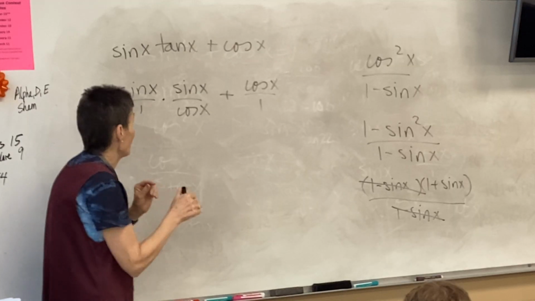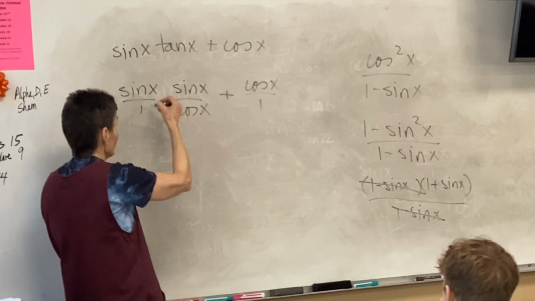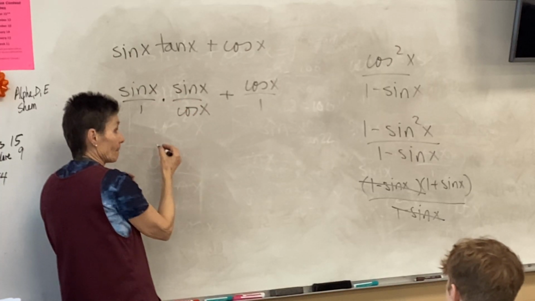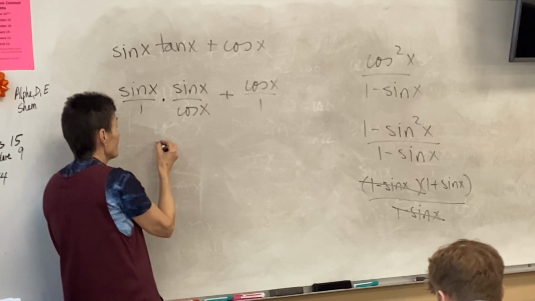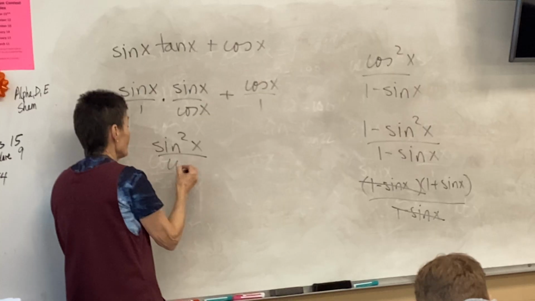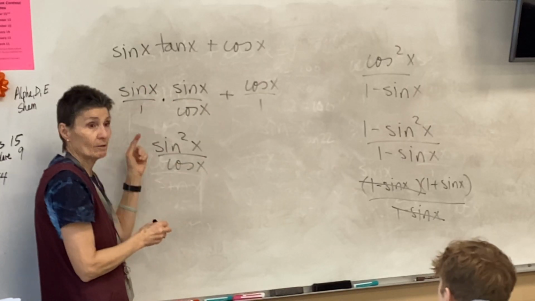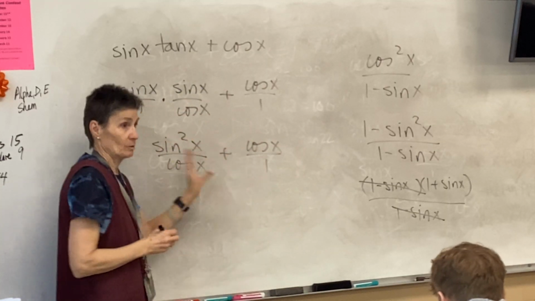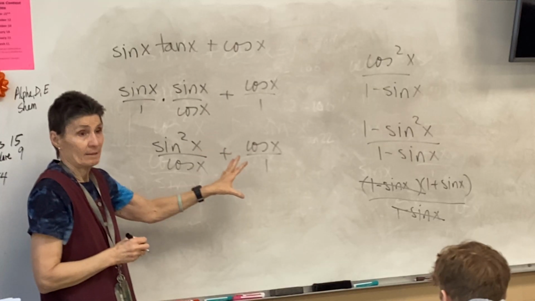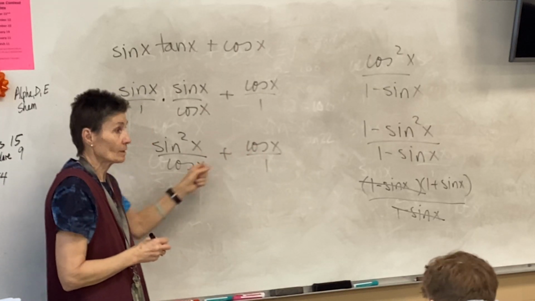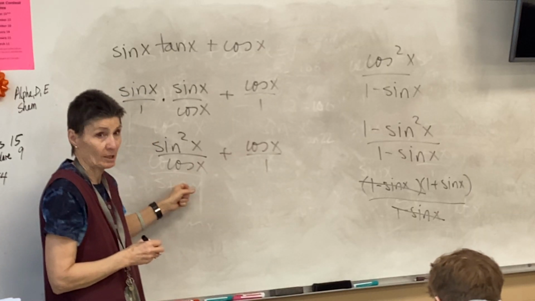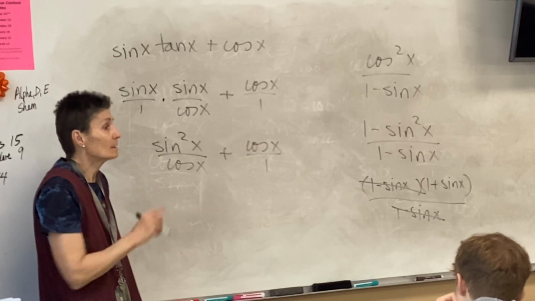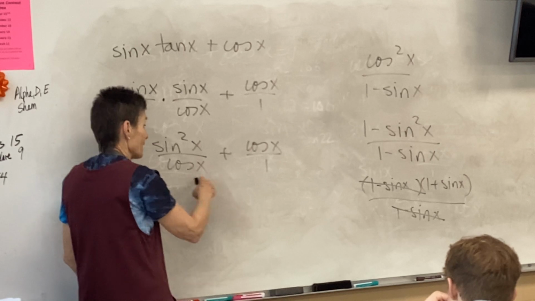Okay? Now, can these be multiplied? This is a multiply right here. What do I get when I multiply these two together? Sine squared, yep, over cosine. Sine times sine over 1 times cosine. Now these are not multiplied, these are added. Don't try to cancel. We can only cancel if it's a multiplication. These are being added. What do I need to do if I'm adding? Common denominator.